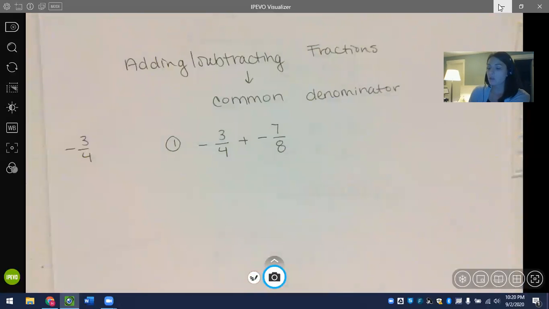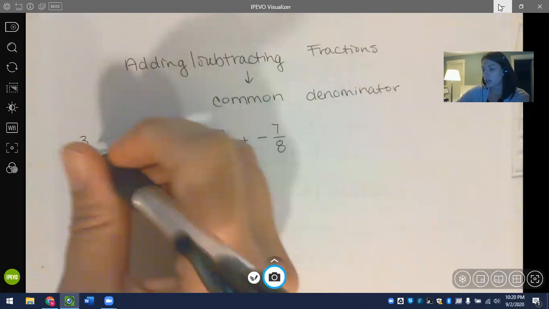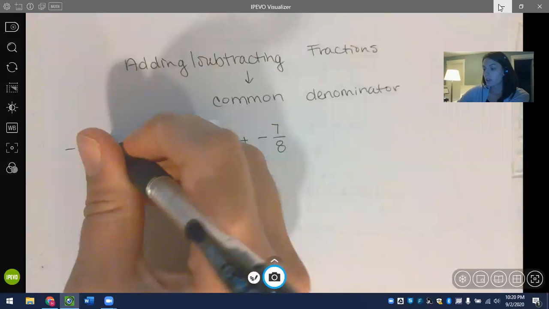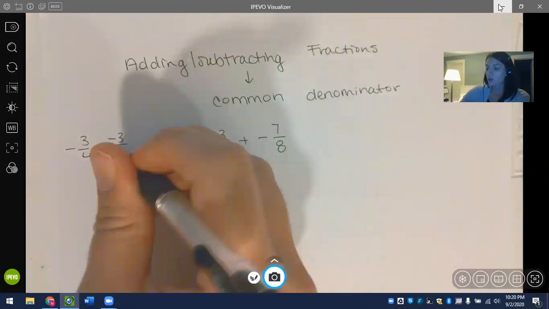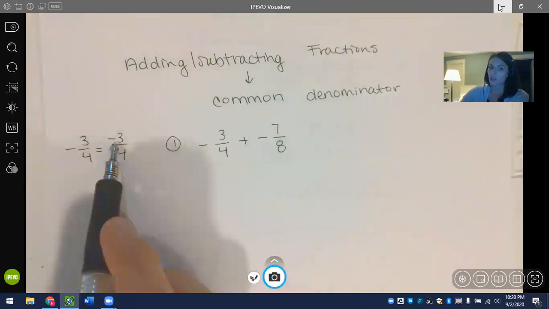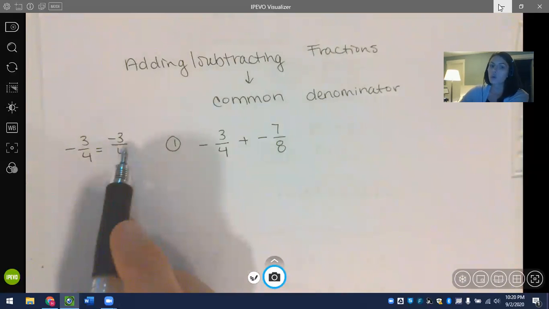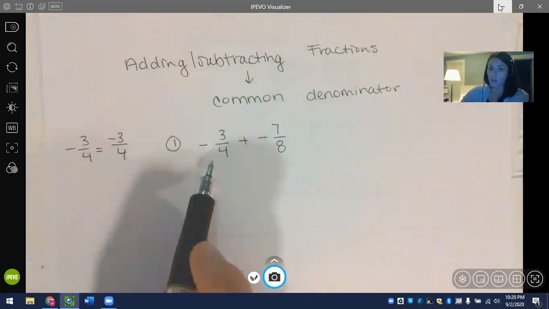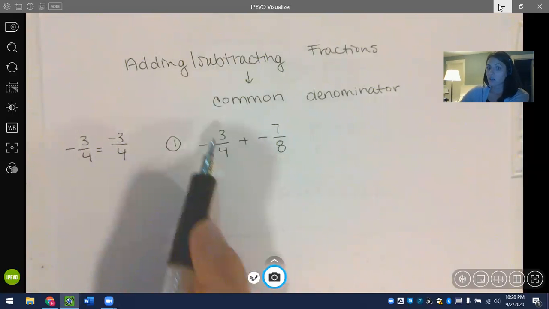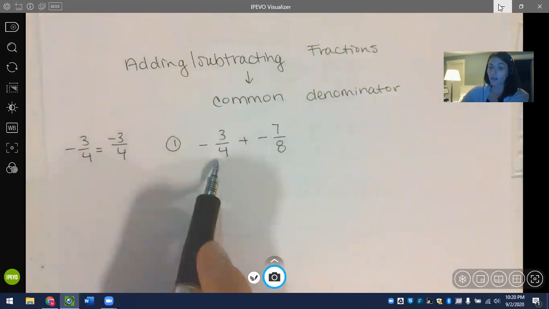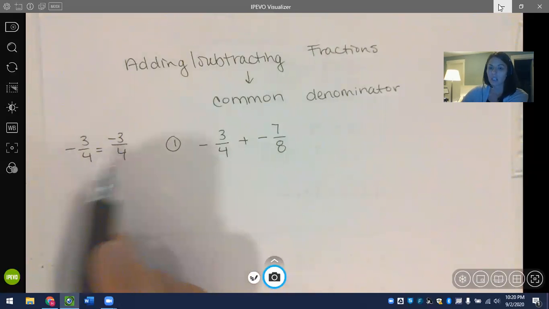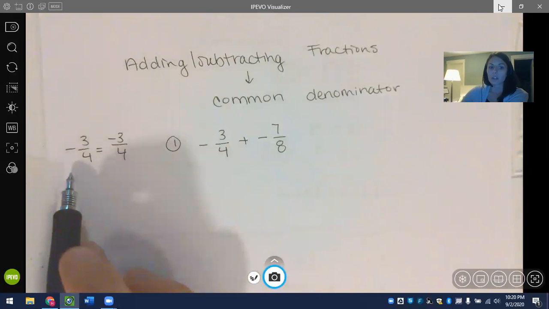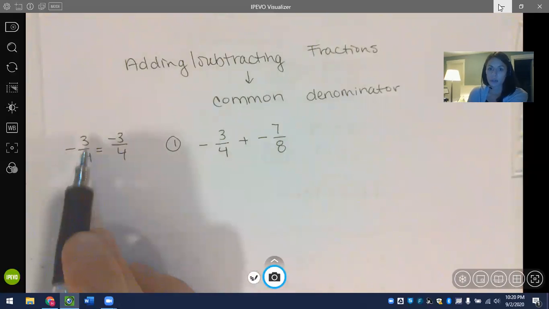Negative 3/4, if I had to rewrite this to get a common denominator, I usually throw the negative right up in the numerator just so I don't get confused, because I don't want to count both of these as negative numbers. If it was negative 3 over negative 4, then it would be a positive. A negative over a negative is going to be a positive. So we just want to be really careful when that negative is living out front to make sure that we're not doubling it up.